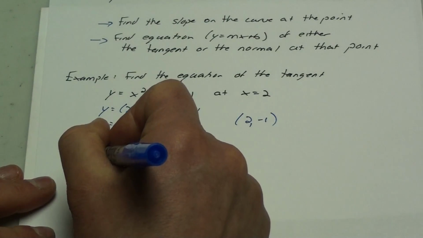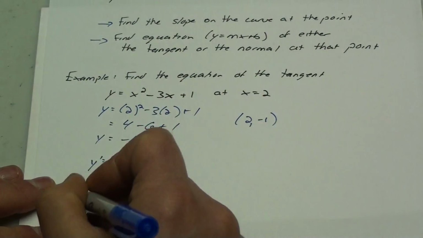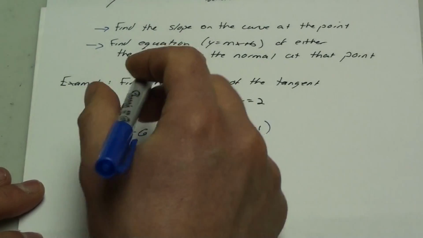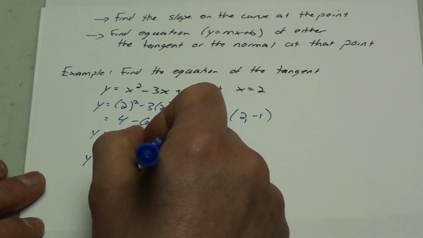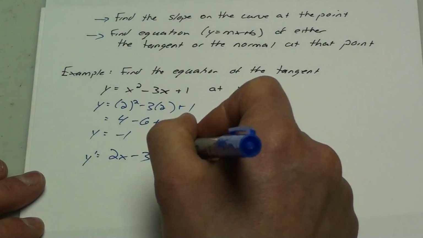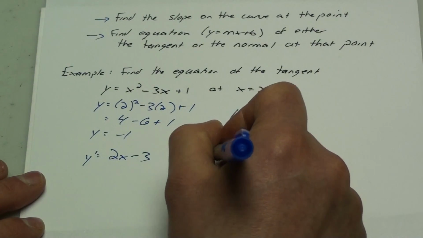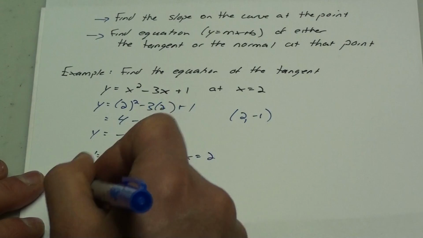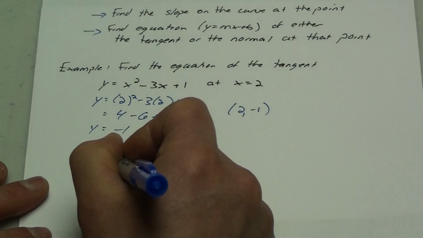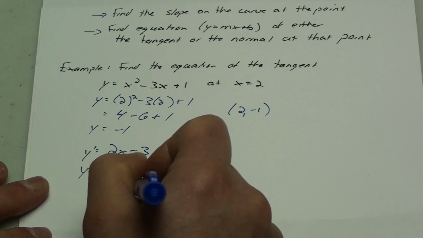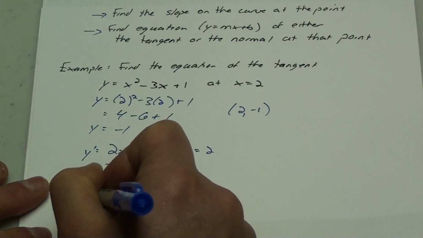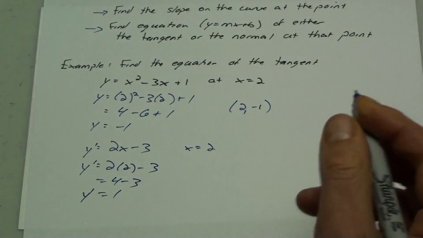Okay, I want to find the derivative. Find the slope at x equals 2. So the derivative of x squared minus 3x plus 1 is 2x minus 3. I want to put in x equals 2. So my derivative at x equals 2, the slope at x equals 2, is 2 times 2 minus 3, which is going to be 4 minus 3, which equals 1. So my slope is 1.